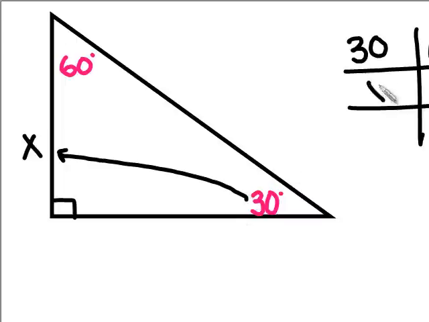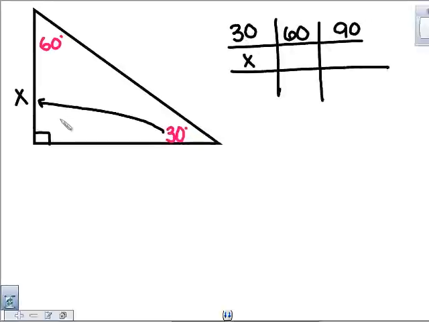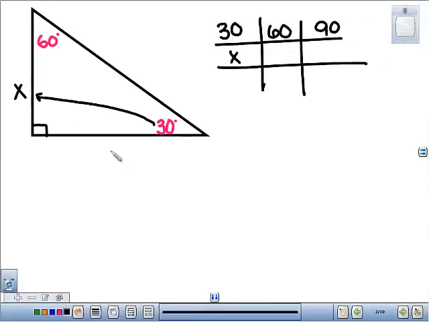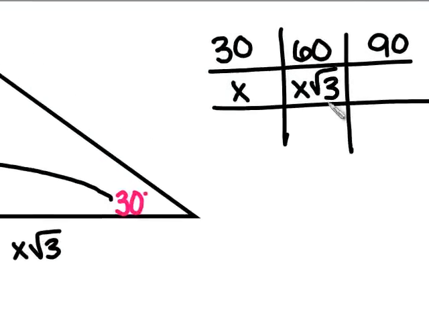So this is x. These are not going to be the same because these angles are different, so the sides are different. The formula for the side across from the 60 is x square root of 3. So that goes here in your chart. And across from the 90 is 2x. That's twice as long as the shortest leg.